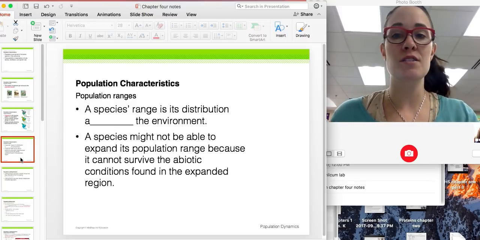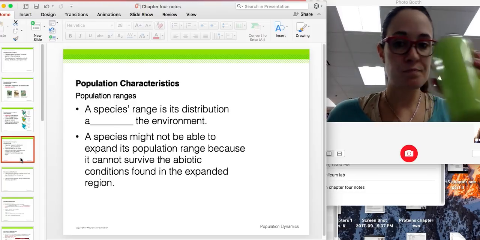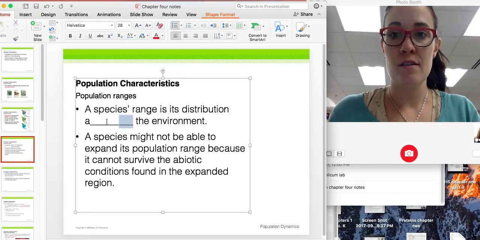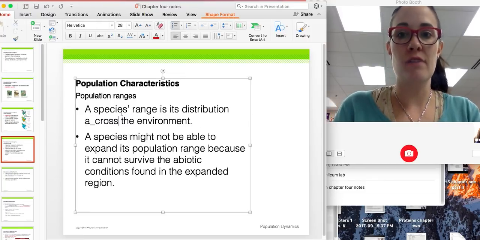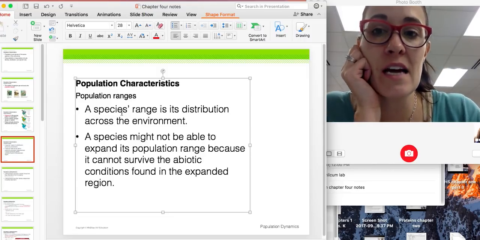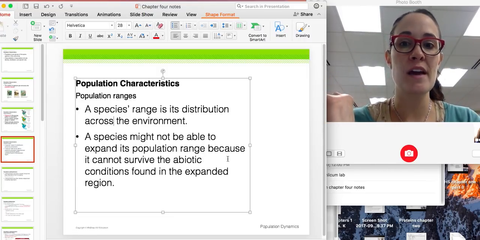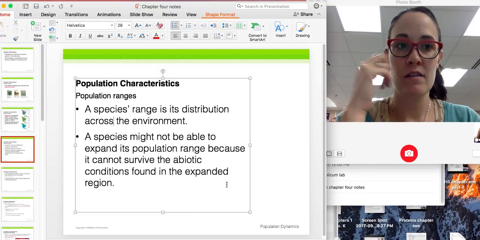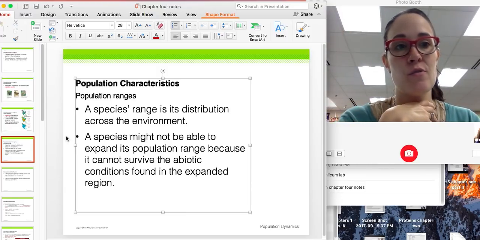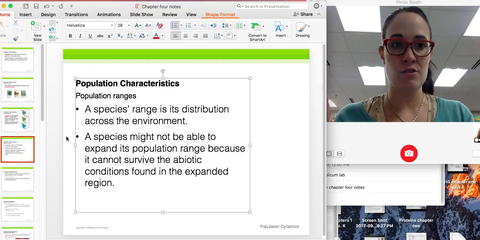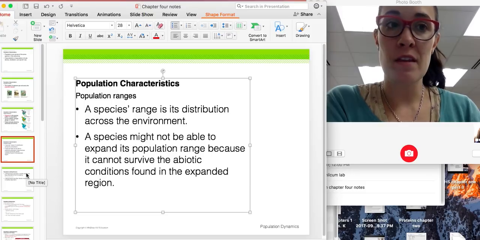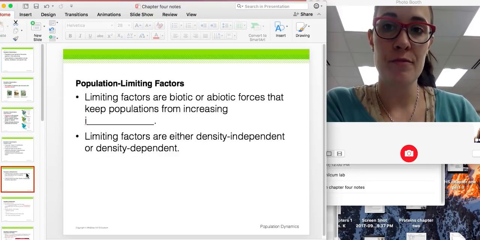And then ecologists study ranges. A species range is its distribution across the environment. A species may not be able to expand its population range because it cannot survive different factors, abiotic conditions, in the expanded region. So there might be only a certain area or range that a population lives in, something that's preventing it from spreading out.